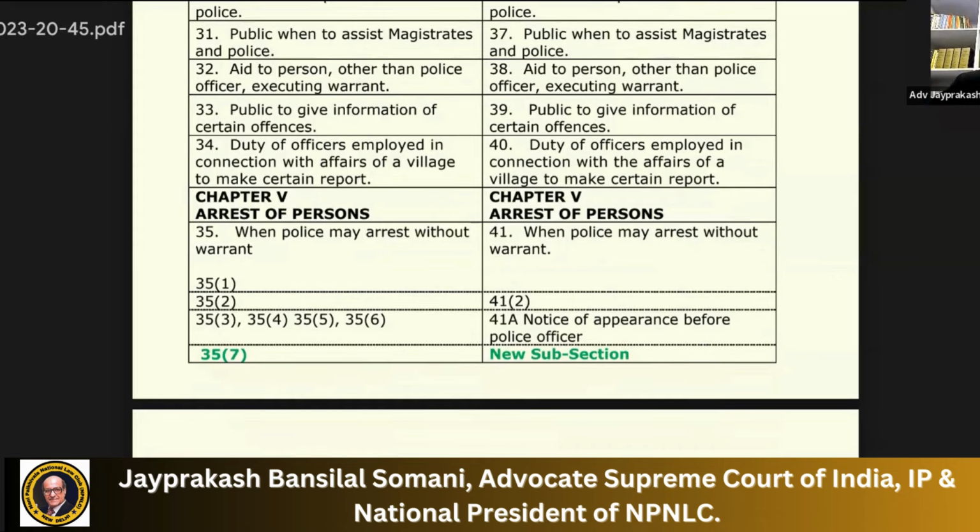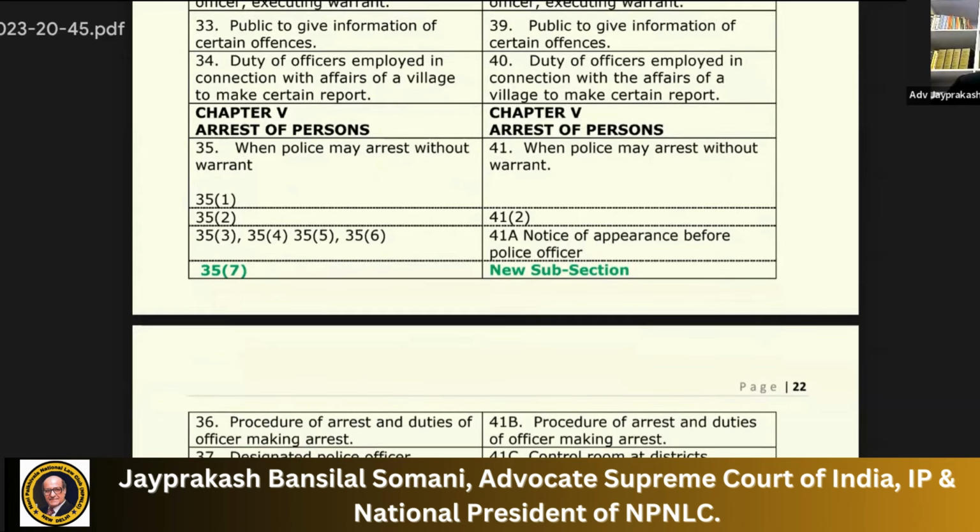BNSS Section 33, public to give information to certain offences. Its earlier section was in CrPC 39. BNSS Section 34, duty of officers employed in connection with affair of a village to make certain report. Its earlier section was 40 in CrPC. Now, Chapter 5, arrest of person. Earlier was also Chapter 5, arrest of person in CrPC.